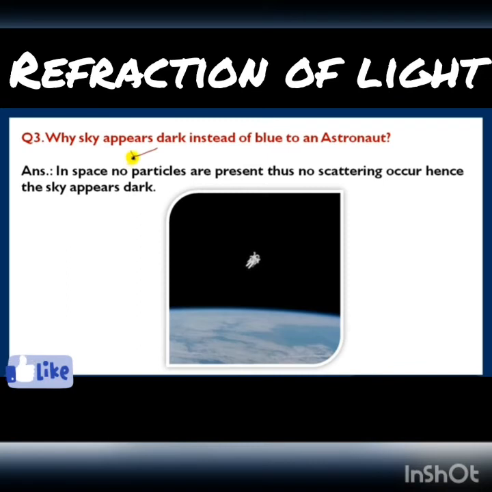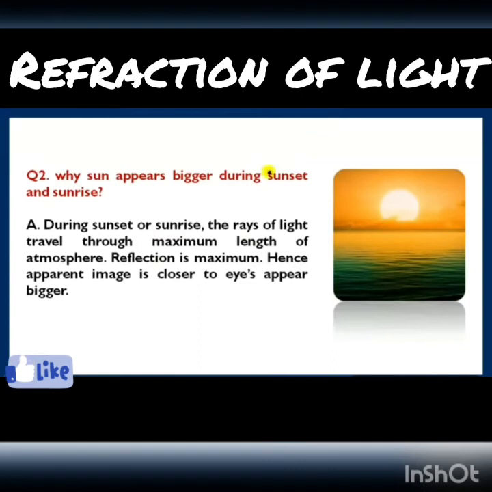Why does the sky appear dark instead of blue to an astronaut? In space there are no particles and thus there is no scattering. Hence the sky appears dark. The sun appears bigger during sunset and sunrise. During sunset or sunrise, the rays of light travel through the maximum length of the atmosphere. Refraction is maximum and hence the apparent image is closer to the eyes and appears bigger.